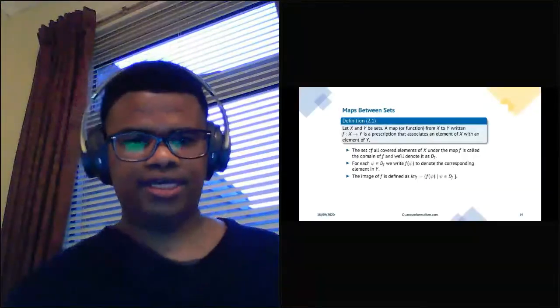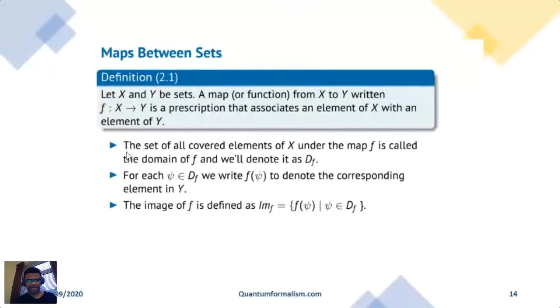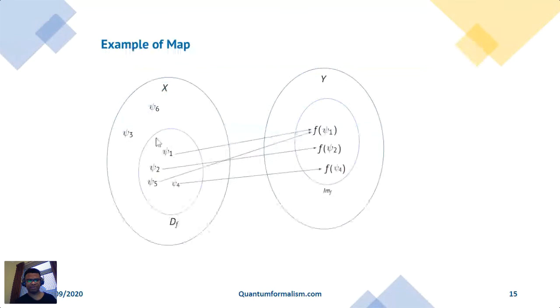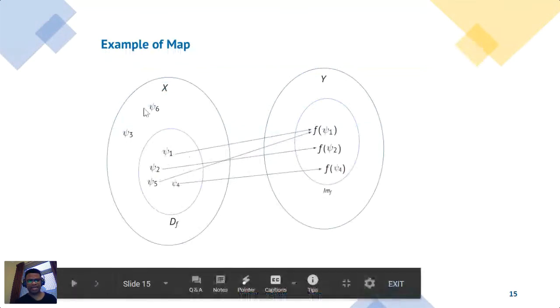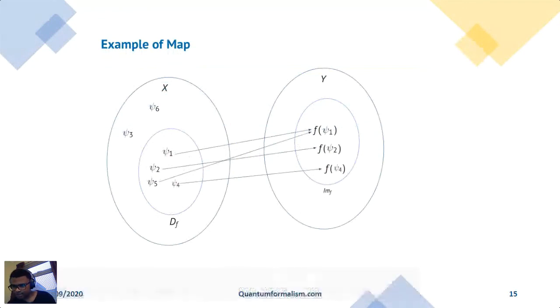I hope. Yeah. So Amir is asking about the set of all covered. What I mean is a map. A map is going from X to Y. It doesn't have to cover all the elements of X. That's what I mean. The covered elements are the elements for which the map is defined. So in this case, for example, the covered elements are these, whereas these ones are not covered. That's what I meant, if that makes sense.